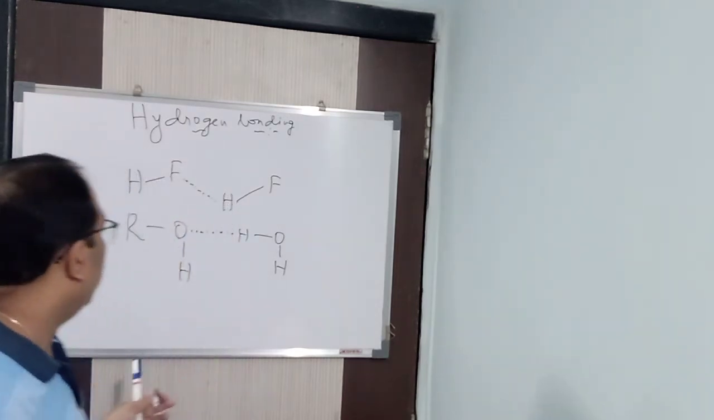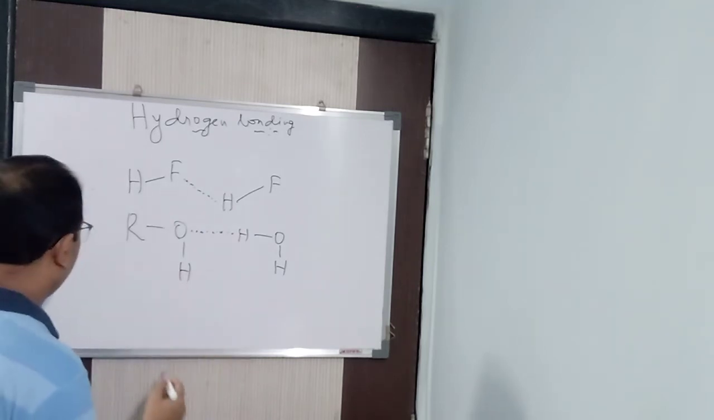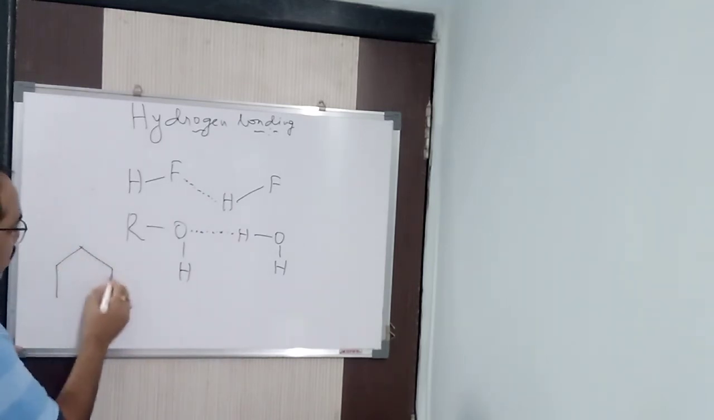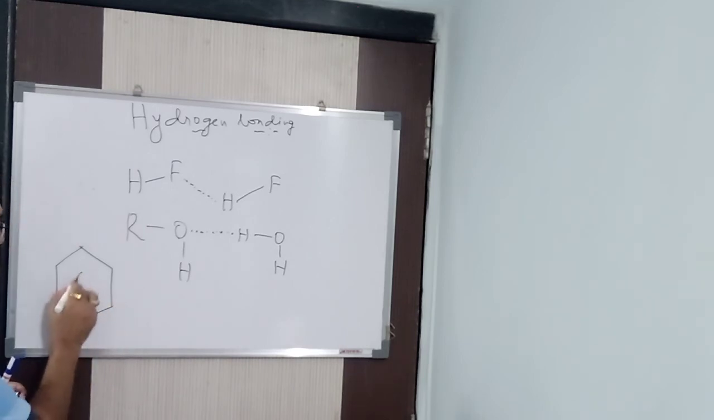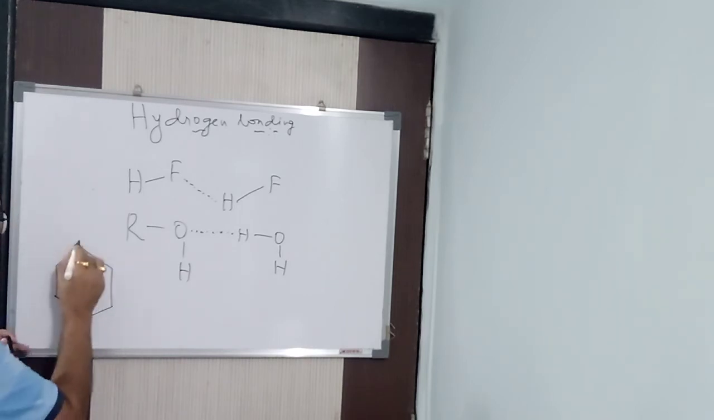Now, the condition for intramolecular hydrogen bond is that there should be at least 6 atoms present. The 6 atoms generally are there in the case of hydrogen, and it should be cyclic in nature. So cyclic means it is nothing but aromatic compounds, or an alicyclic compound is also possible. Either aromatic or alicyclic.